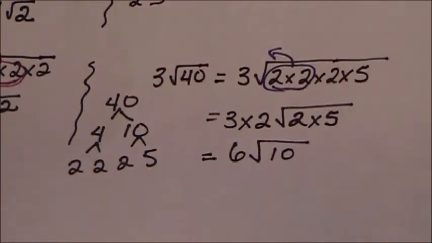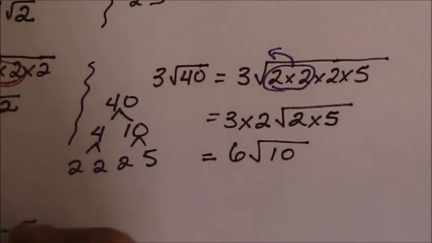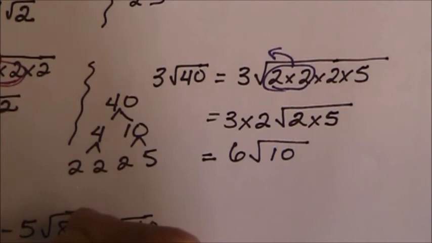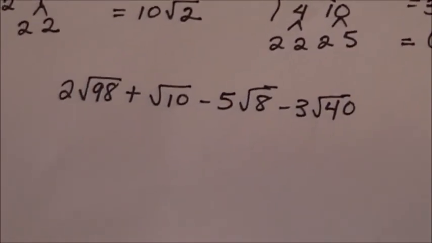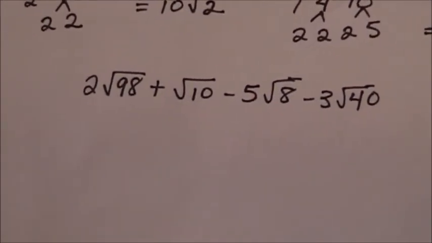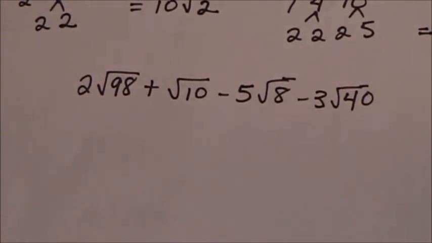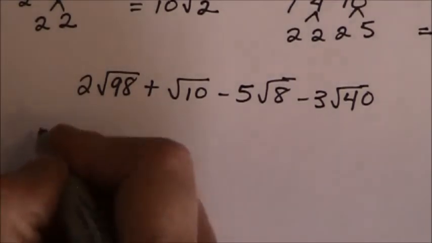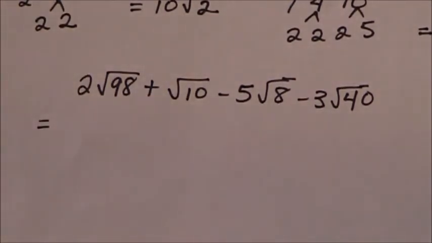So now if we go back to our original question, which was 2 square root 98 plus square root of 10 minus 5 square root 8 minus 3 square root 40. So there's our original question. What we're going to do is go through and replace each of those radicals with their new simplified radical. Everybody's going to stay in exactly the same spot. So no signs are going to change. Plus and minuses are going to stay in the same place.